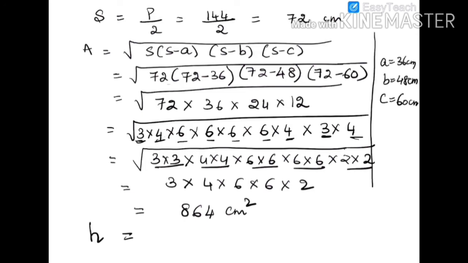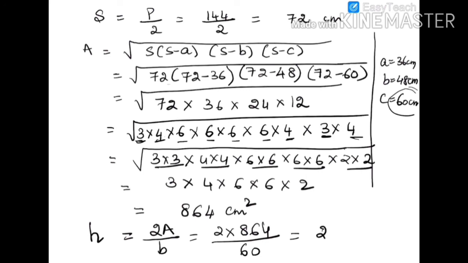We have to find the height to the longest side, that is 60 centimeters. So the formula will be 2 times area divided by the base, that is 2 into 864 divided by 60. On simplifying and dividing, we will get this as 28.8 centimeters. So we have learned today 2 new concepts. 1. The formula for the height of the triangle is 2 times the area divided by the corresponding base, and the shortest height will correspond to the longest base, and the longest height will correspond to the shortest base.